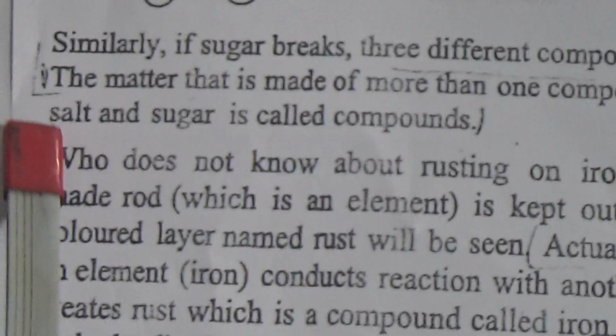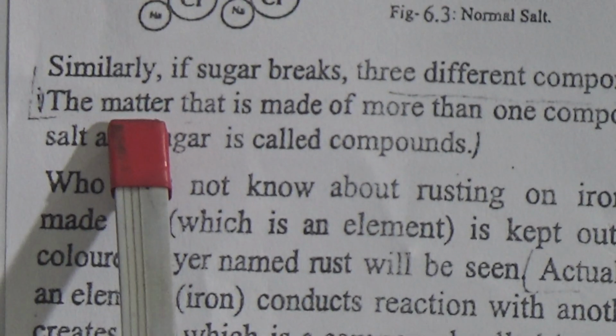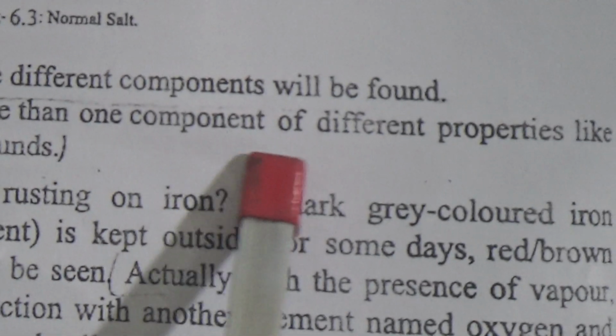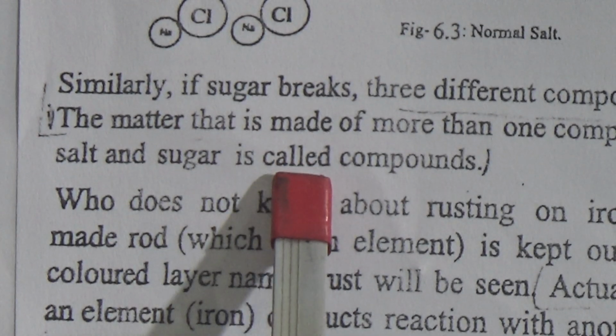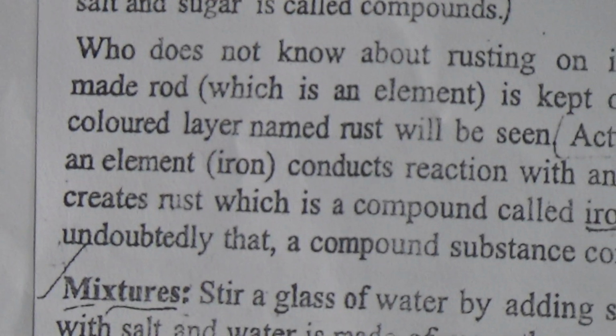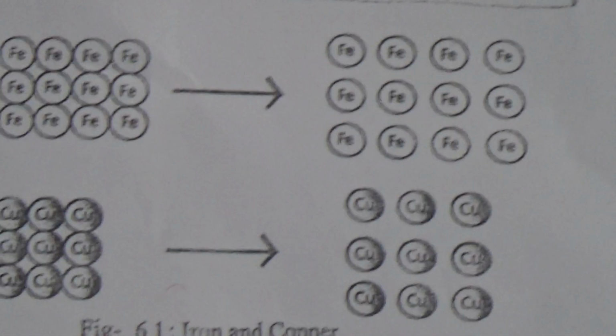I am repeating this. The matter that is made of more than one component of different properties like salt and sugar is called compounds. And the matter that are made of only one component like iron and copper is called element.